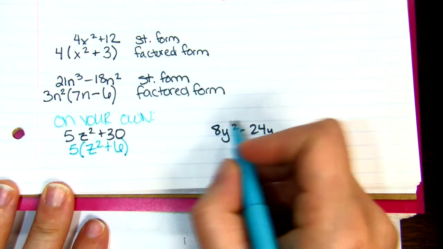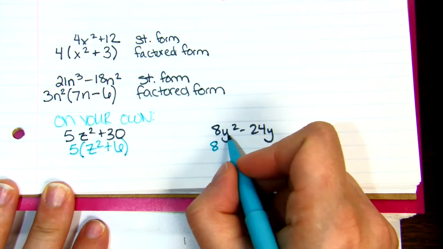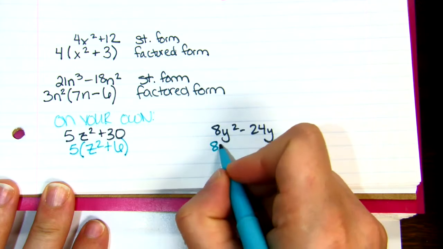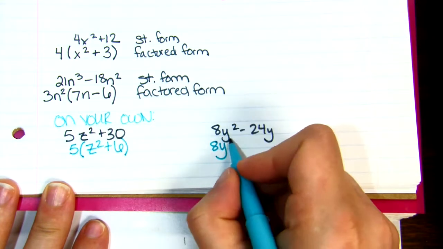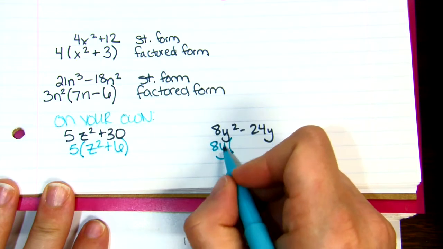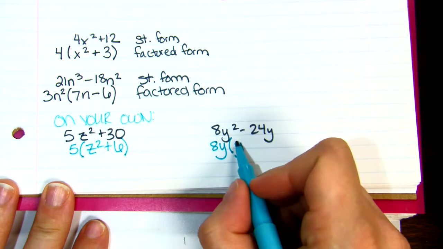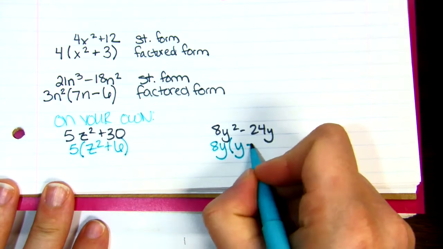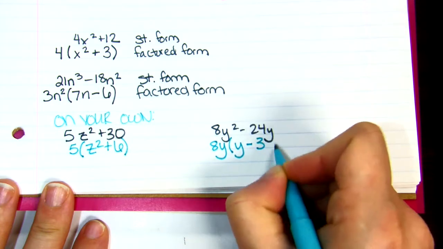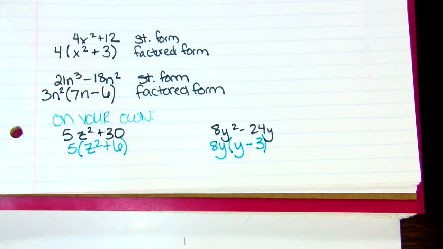Over here, the greatest common factor between 8 and 24 is 8. The greatest common factor between y squared and y is y. So 8y is my greatest common factor for these two terms. If I take out an 8y from 8y squared, I'm left with a y. If I multiplied that out, it would give me 8 times y, or 8y squared. And I'm left with a 3 and then no variable on that term. So those would be the answers to the two on your own.